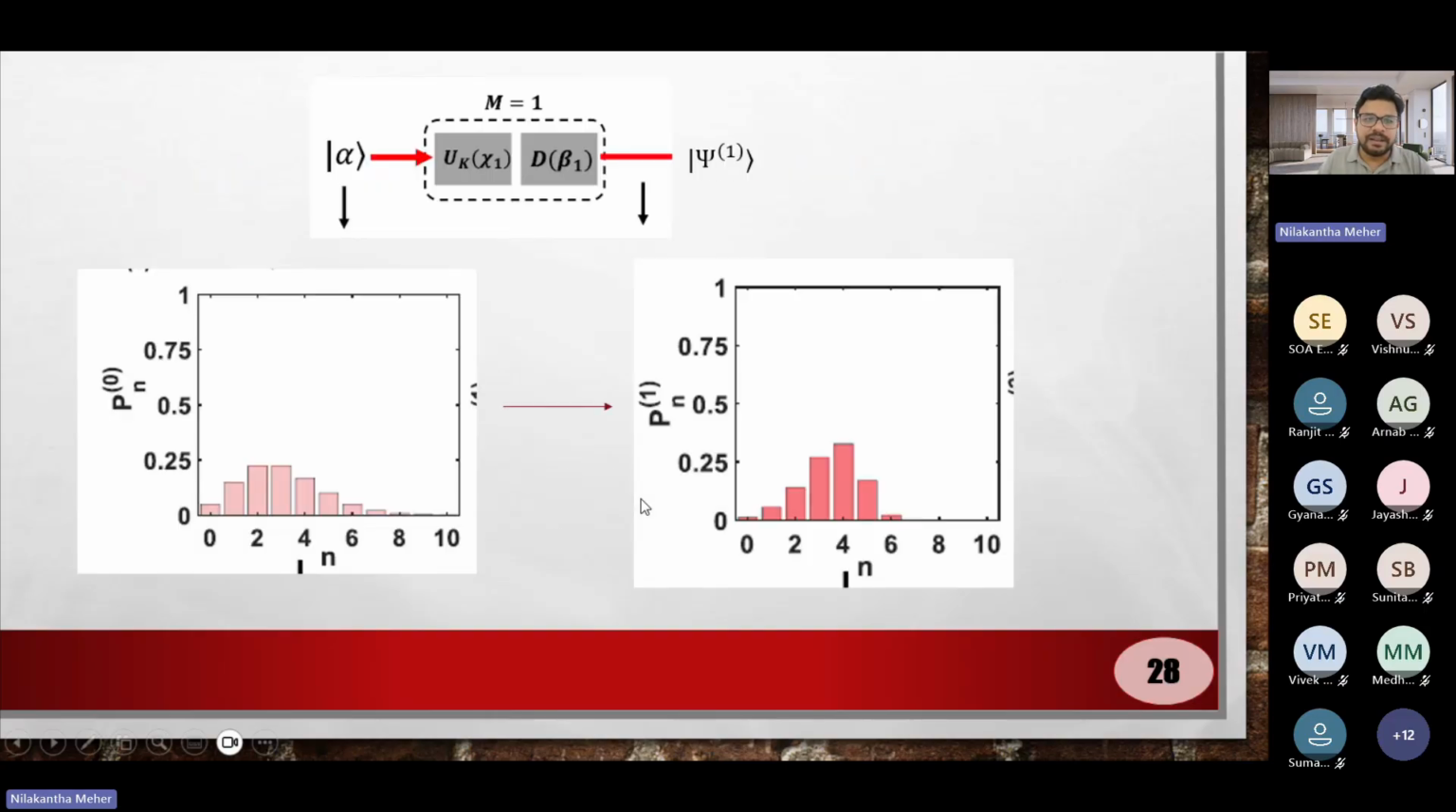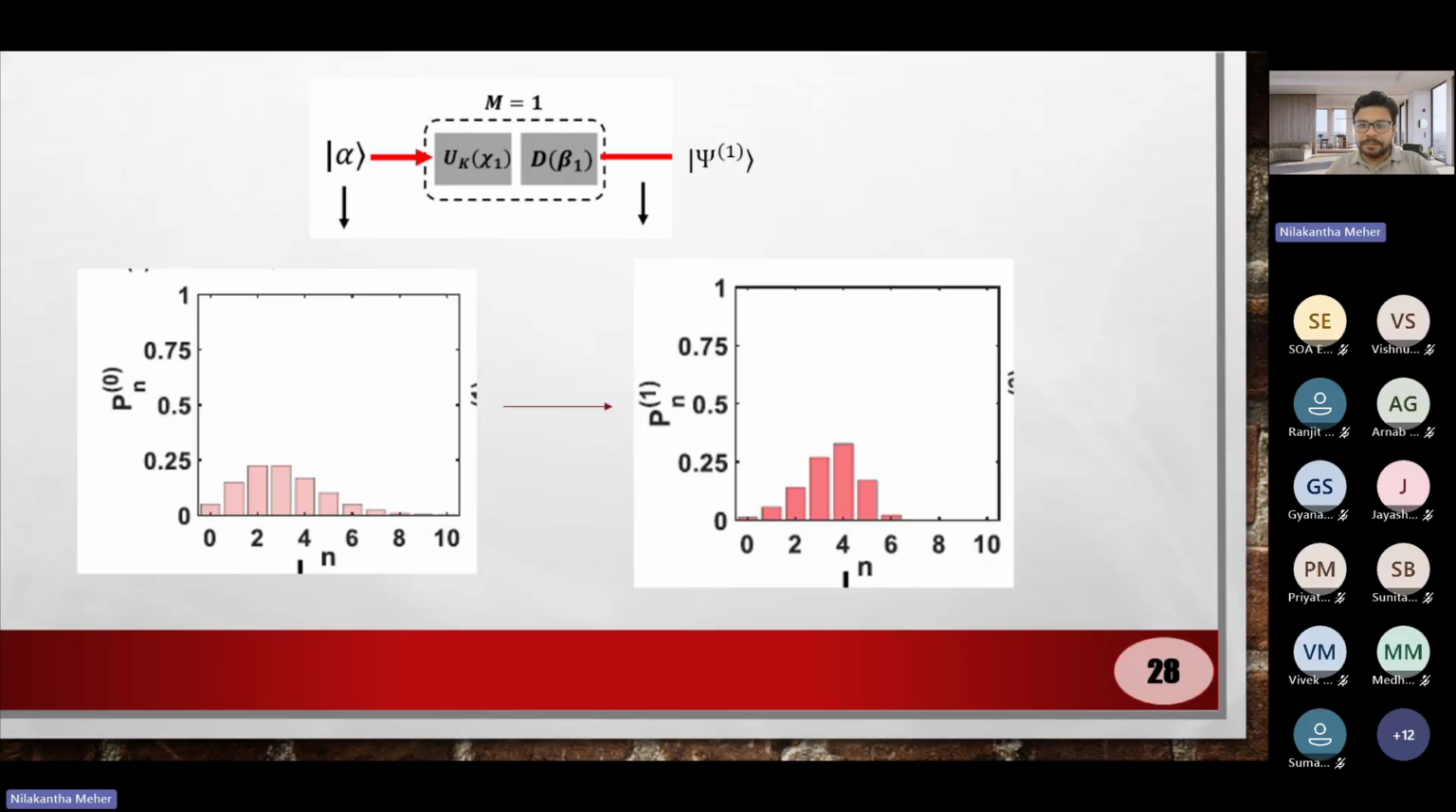I will show in the next slide that alpha goes through a process like the Kerr unitary and then displacement, and it gives a state psi of 1. Here, why I have written 1: we are telling that this is one iteration. Subsequently we'll give some more iterations. So I am calling this combined operation of the Kerr unitary and displacement one iteration. One iteration itself changes the state from Poissonian to a non-Poissonian, some other distribution. Of course it changes the state, but still we are not able to get the Fock state.